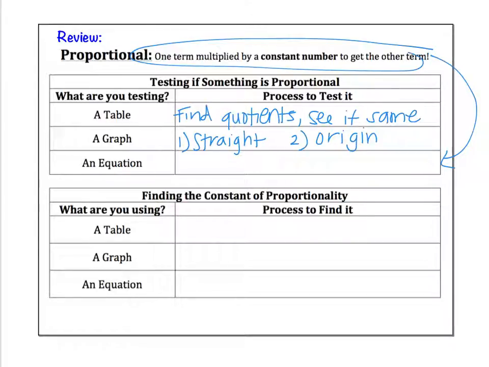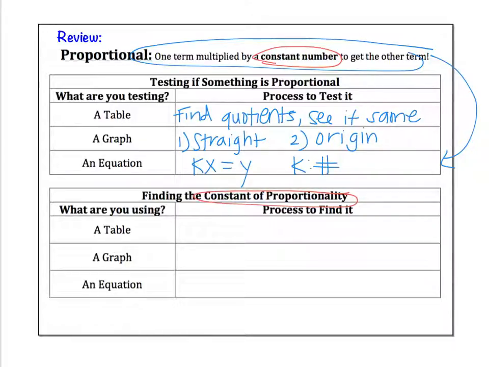With an equation, we kind of turn this definition into what would that look like for an equation. So one term multiplied by a constant number, k, times x, to get your other term. And k, in that case, is that constant number. Then we moved on to, okay, well, what if it is proportional? Then how do I find that constant of proportionality? And that constant of proportionality is that constant number that you multiplied it by at the beginning.